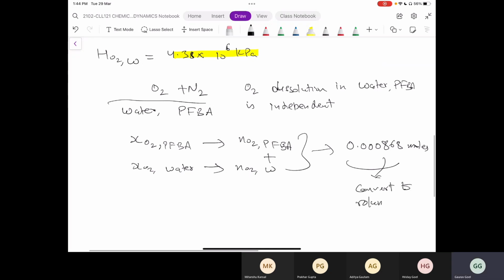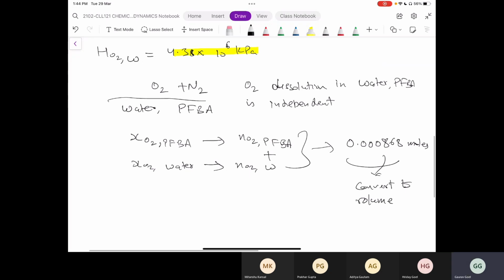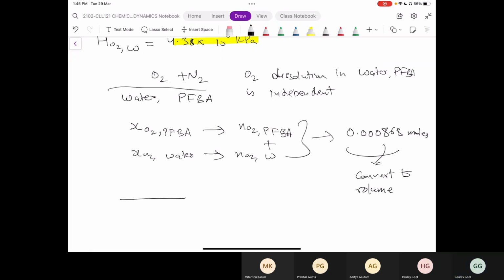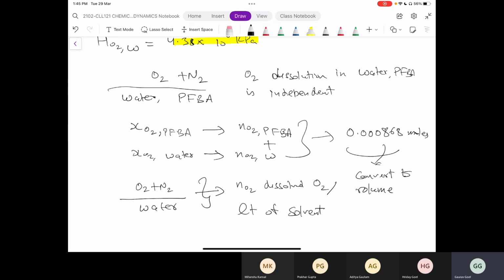In the problem, I am not asking further, but let's say you ask, did adding PFBA make any difference? So you can solve one more problem where you have air equilibrated against the water only, and again ask the same question. Moles of dissolved oxygen per liter of solvent. Okay. So ask the same question again.